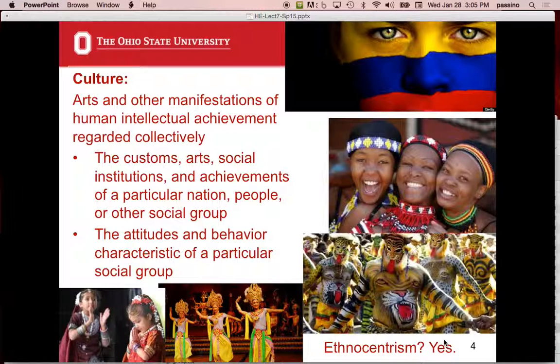I feel culture is so hard to define, I felt I had to put the dictionary definition up. So arts and manifestations of human intellectual achievement. So customs, arts, social institutions, achievements of a nation, people or social group, attitudes and behavior characteristics of a particular social group. So wow, it's like everything. It is more than just people and their behaviors and how they dress and behave, their attitudes, their opinions, their values. It's also the art hanging on the wall or the sculpture, and it's many, many things.